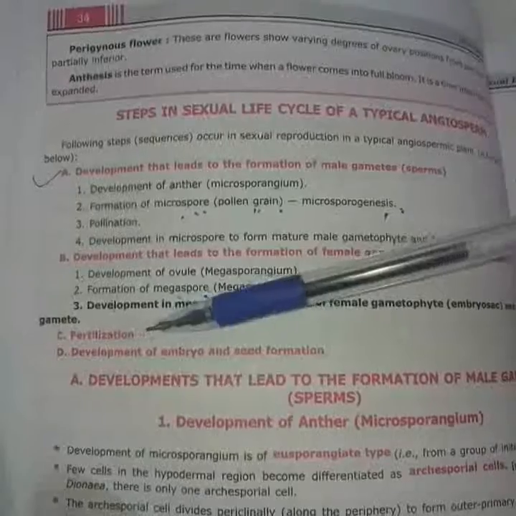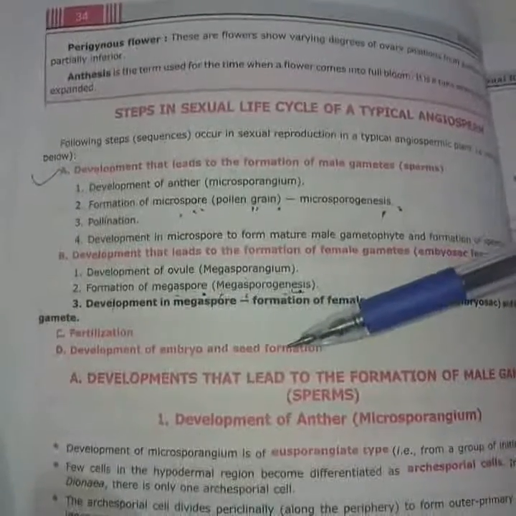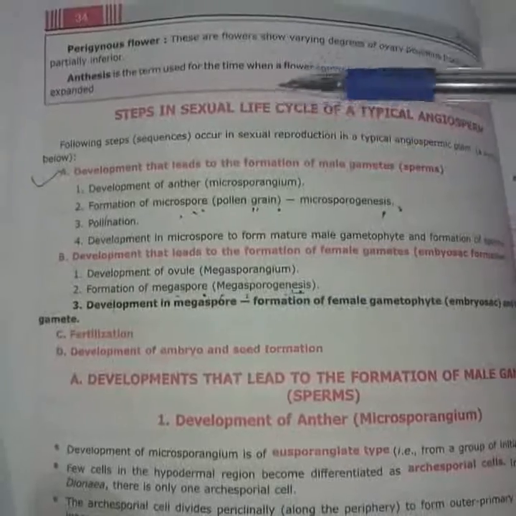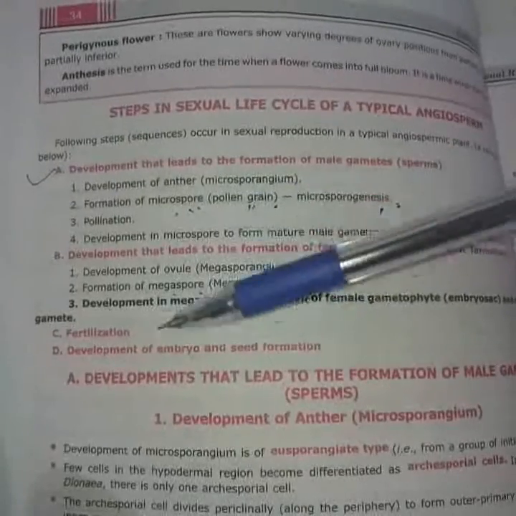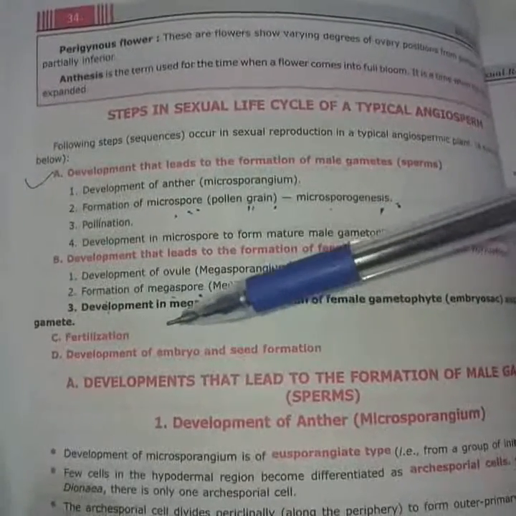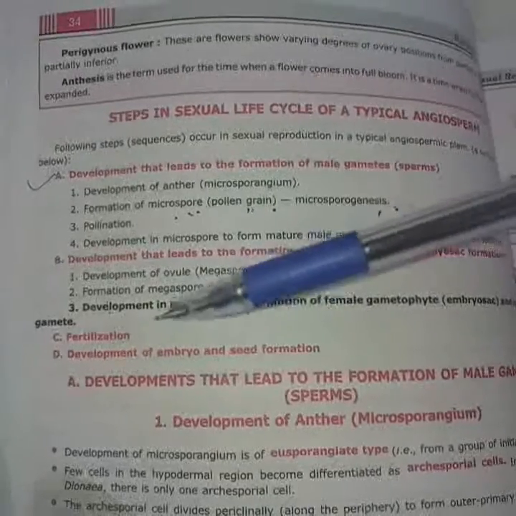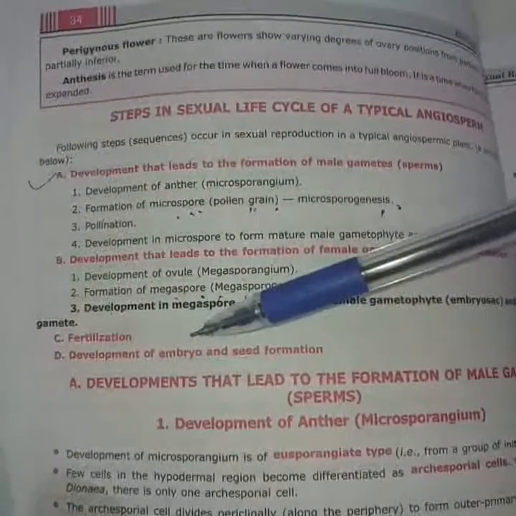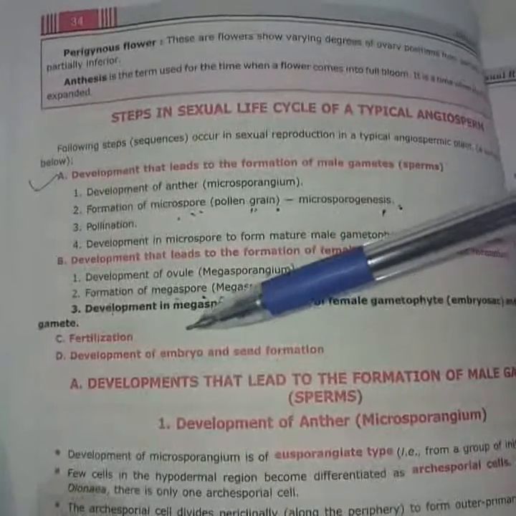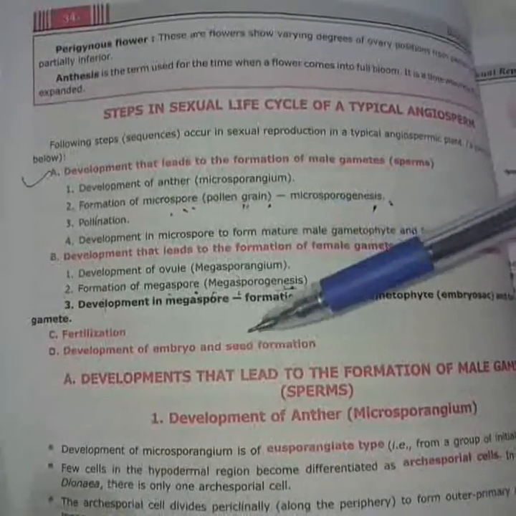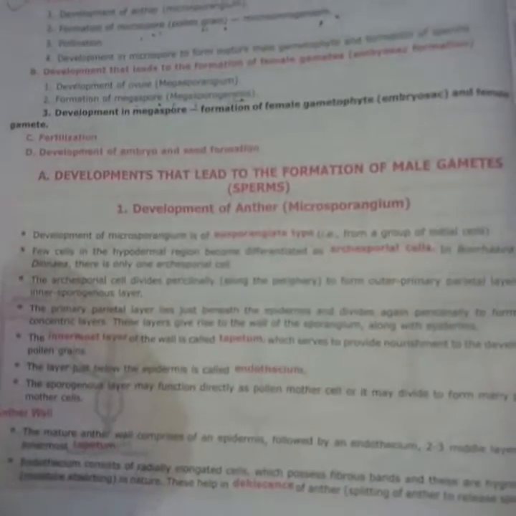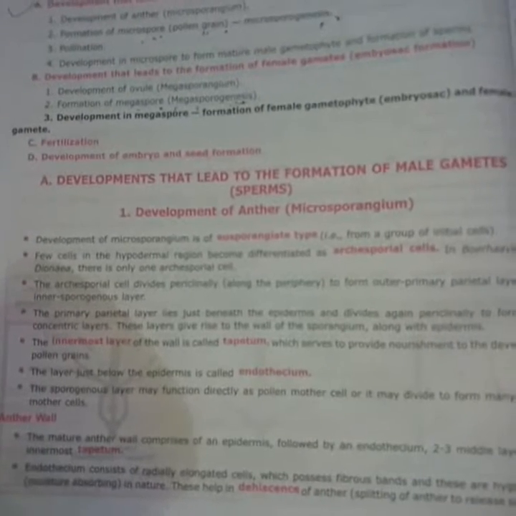Next are the development of the embryo and seed formation. The last step of sexual reproduction is the development of the embryo. After fertilization, a zygote is made, then the zygote develops into the embryo. At last, the embryo develops into seeds. This is the last stage of sexual reproduction. Now I explain the sexual reproduction steps in detail.